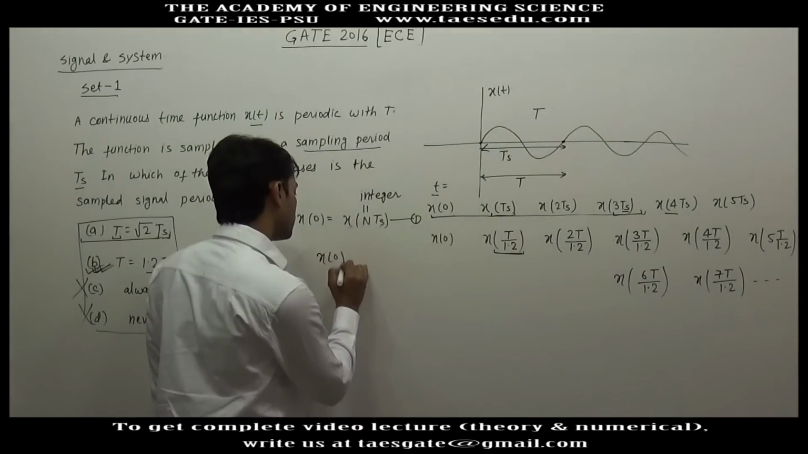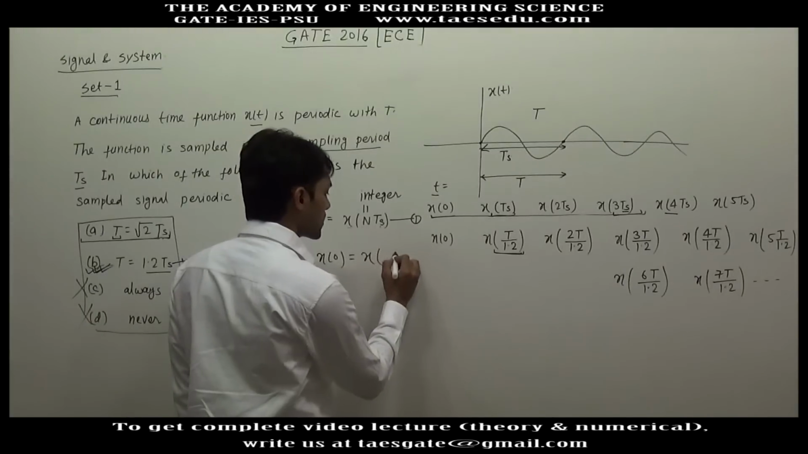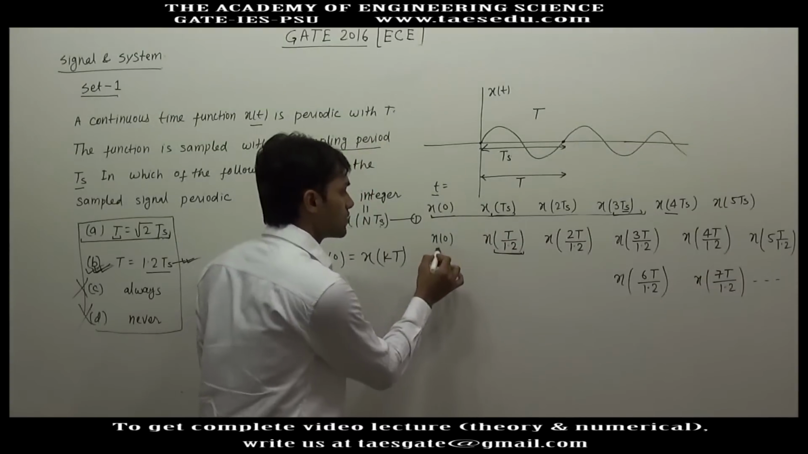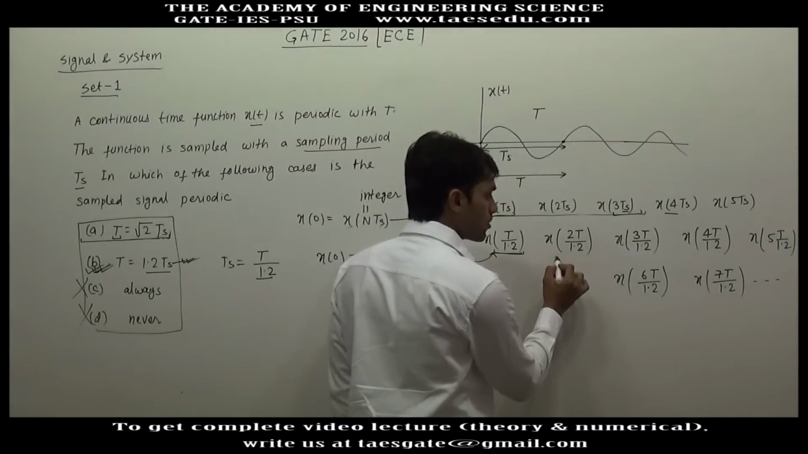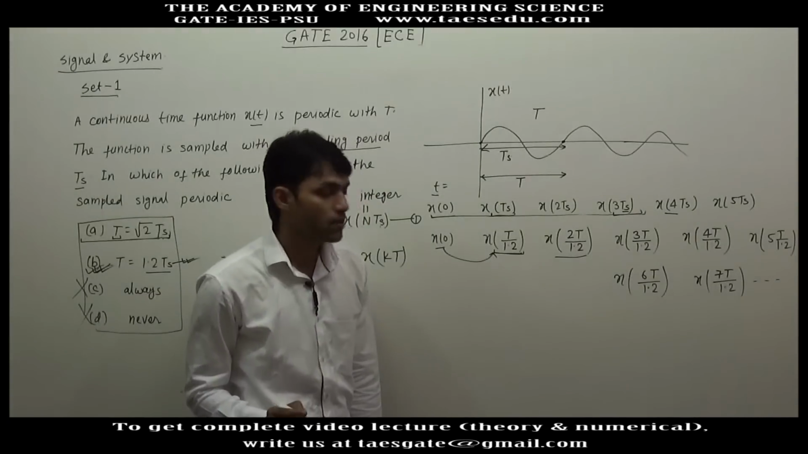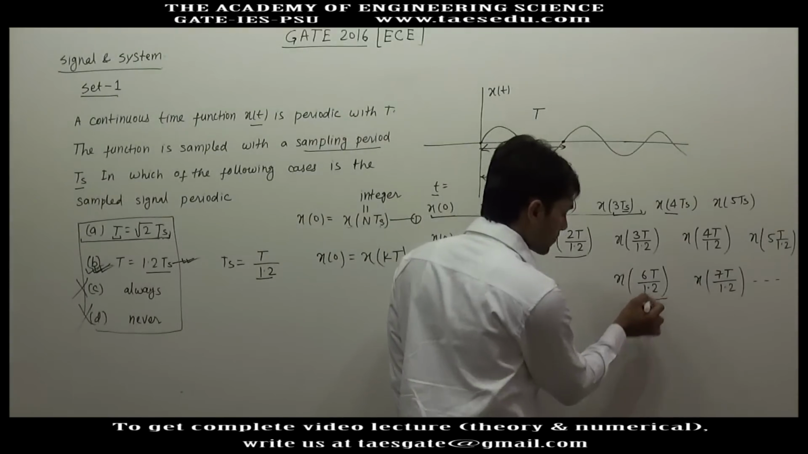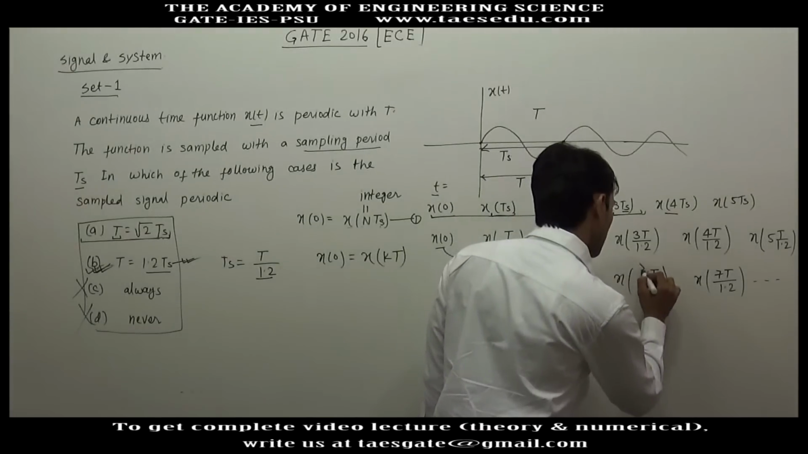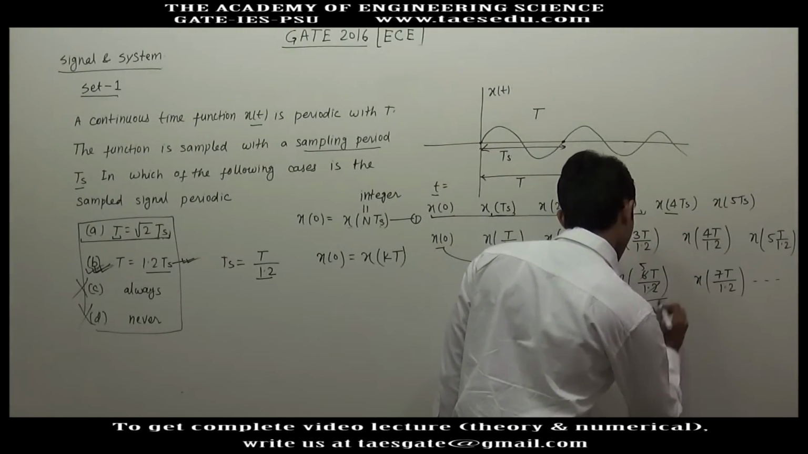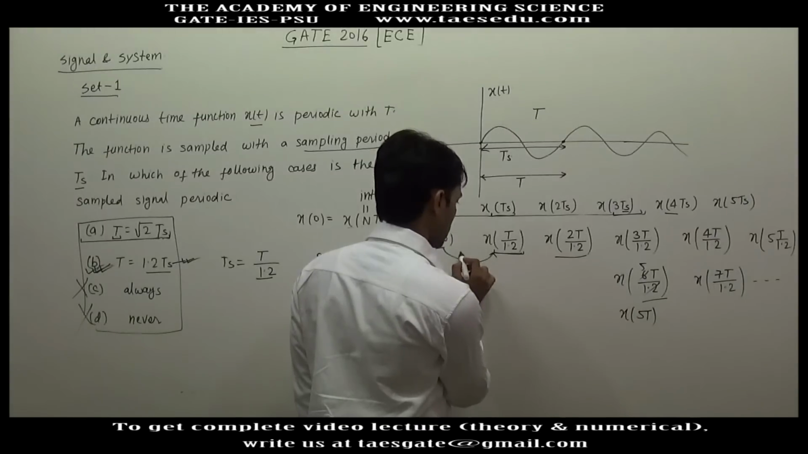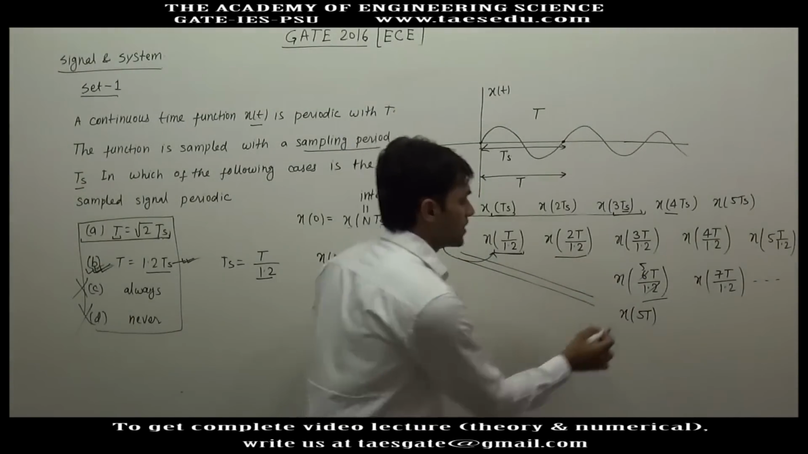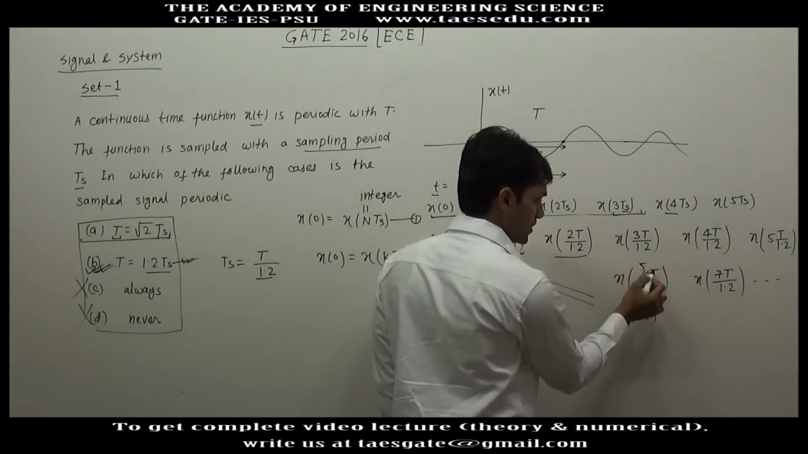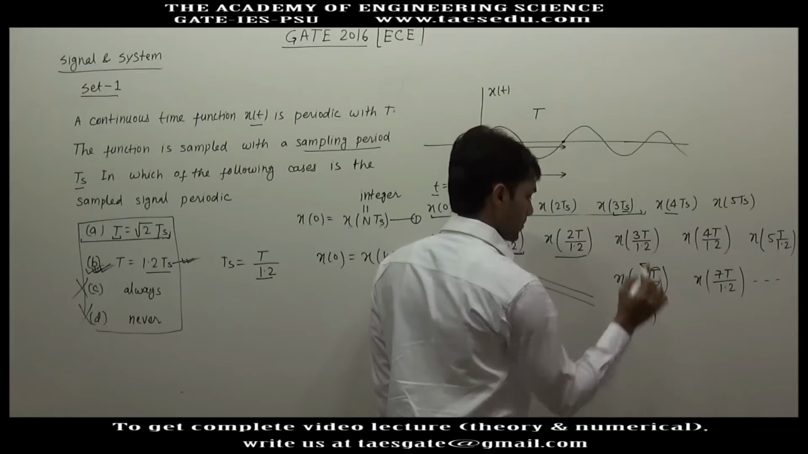x0 will be equal to x of any integral value of T. So here you are not going to get an integral value of T, so x0 will not be equal to this. Here also you are not going to get an integral multiple of capital T. Here you will get an integral multiple of capital T for the first time, because this will give you 5. So here you are going to get x5T, and x0 is equal to x5T. So x0 is repeated at this instant. This is the 6th sample, 6T divided by 1.2.